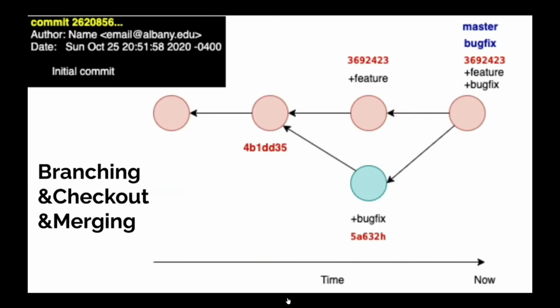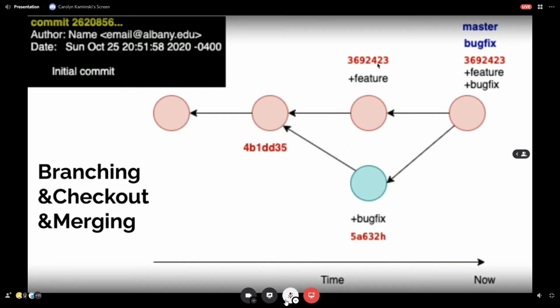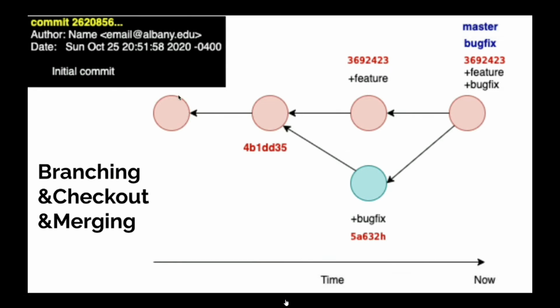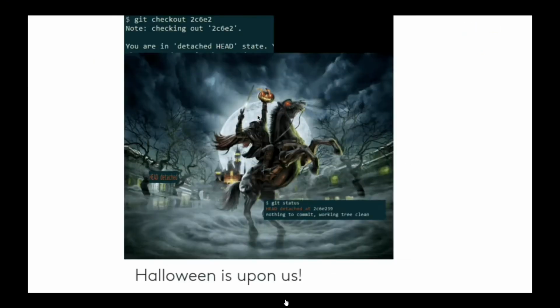Oh, I was going to say this. I did tell you that you could check out a previous snapshot, right? So you could check out this 3692423 or an earlier one. But when you do, you get this funny message, git checkout, you are in detached head state. So what does that mean?